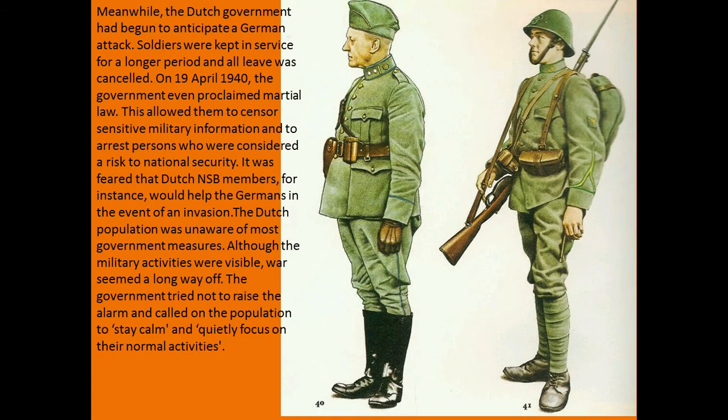Meanwhile, the Dutch government had begun to anticipate a German attack. Soldiers were kept in service for a longer period, and all leave was canceled. On the 19th of April, 1940, the government even proclaimed martial law. This allowed them to censor sensitive military information and to arrest persons who were considered a risk to national security. It was feared that Dutch NSB members, for instance, would help the Germans in the event of an invasion.